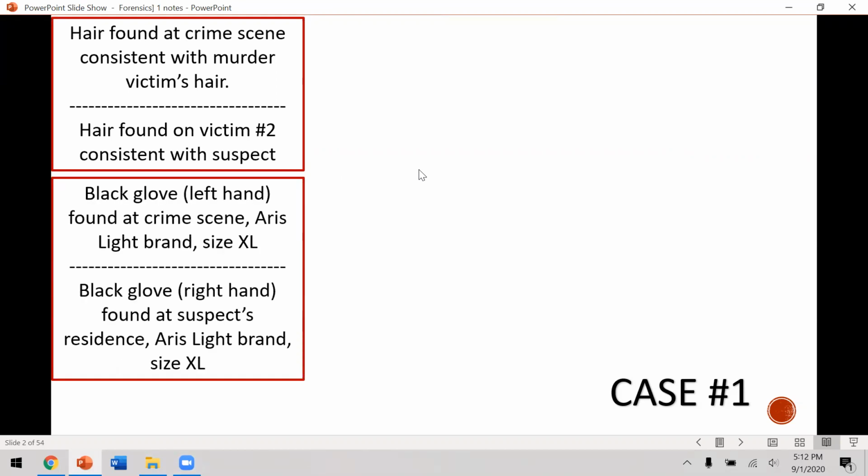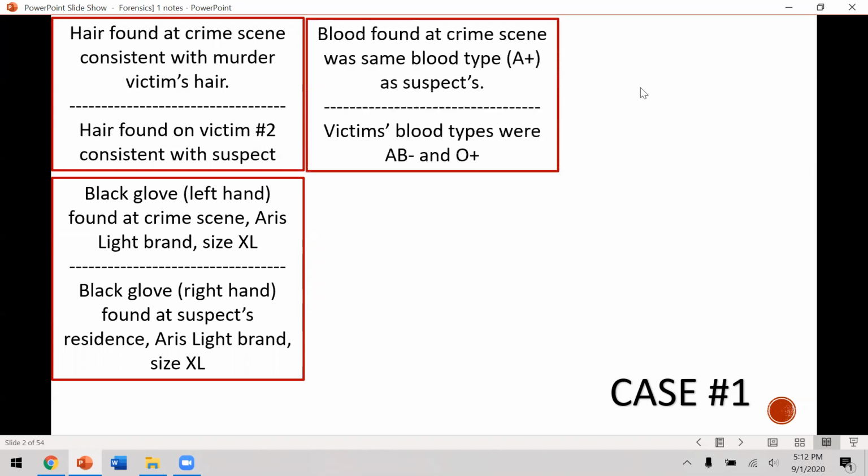A black glove, left-handed, was found at the crime scene. The brand was an Eris Light brand, and the size was extra large. Another black glove, but now the right hand, same brand, same size, was found at the suspect's residence at their house. Blood found at the crime scene was A positive, and that was the suspect's blood type. Both of the victims had AB negative or O positive blood. So the A positive at the crime scene was the same blood type as the suspect.